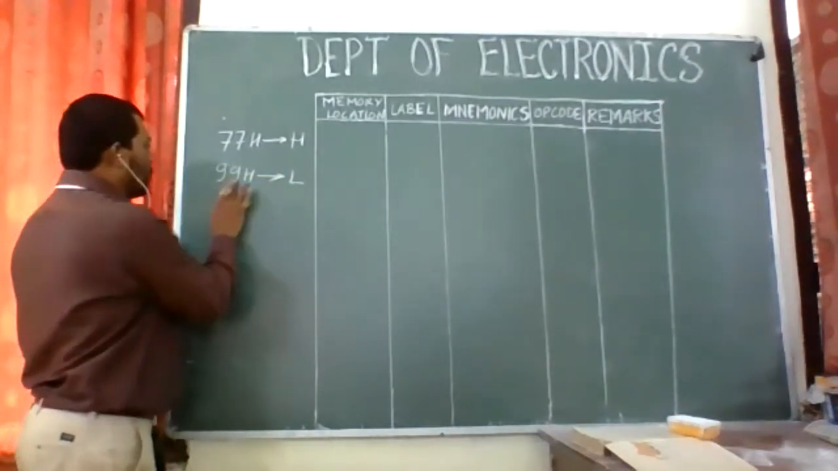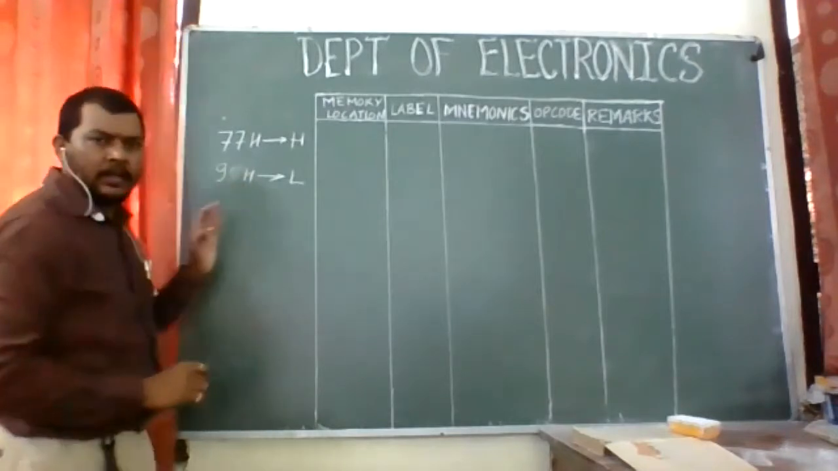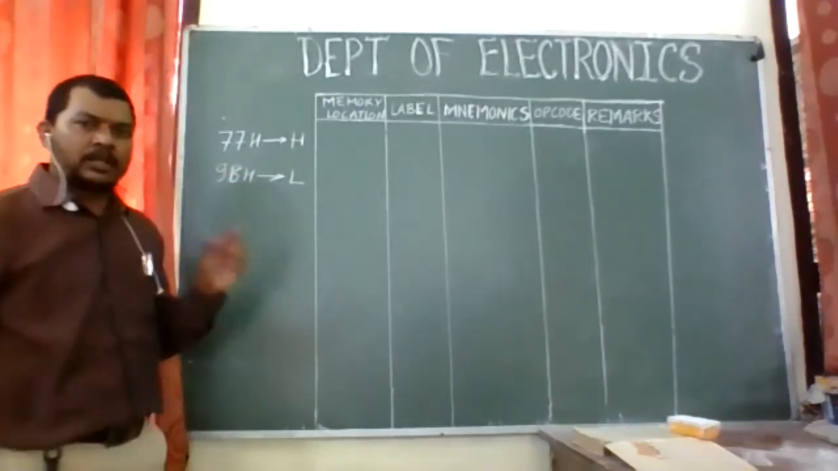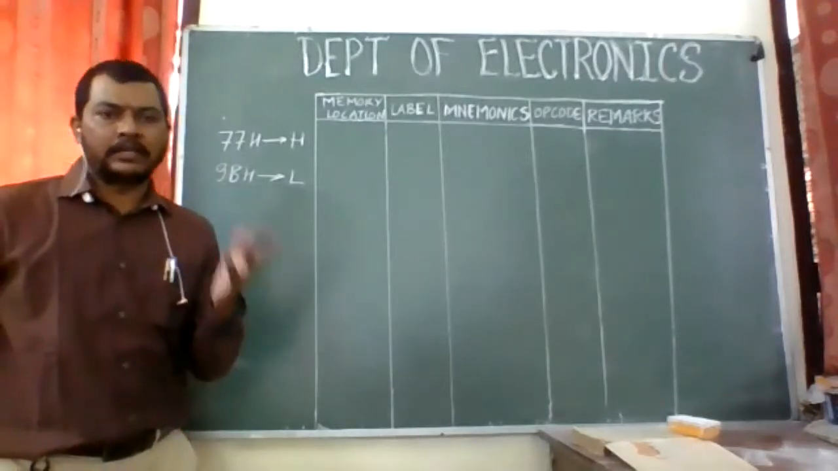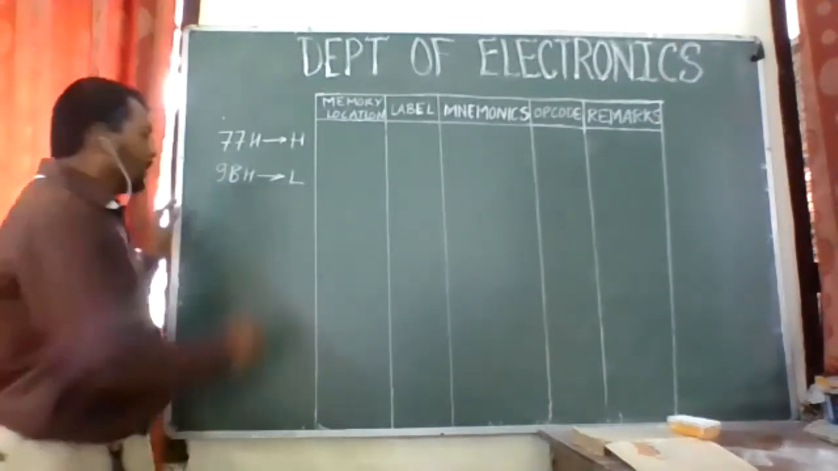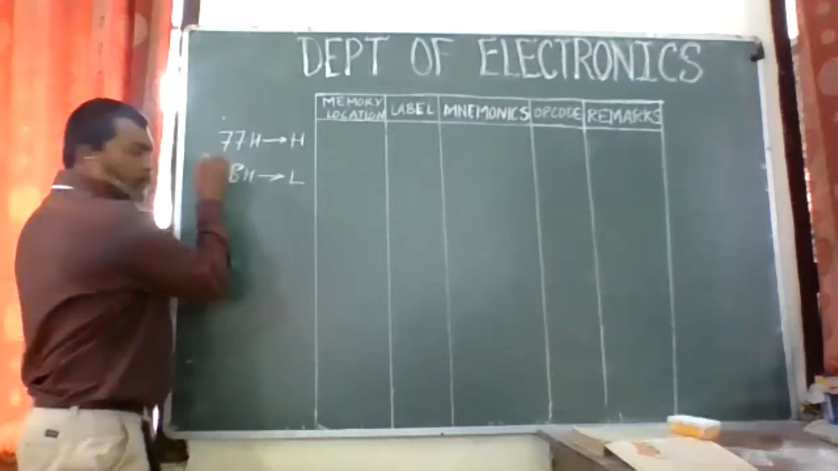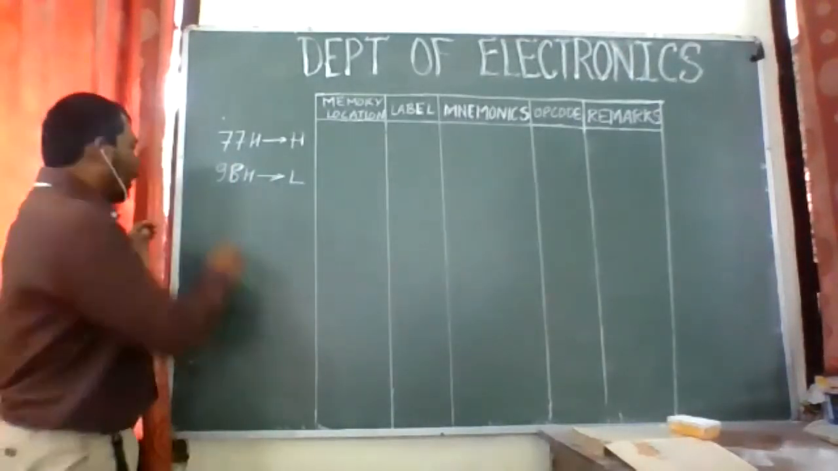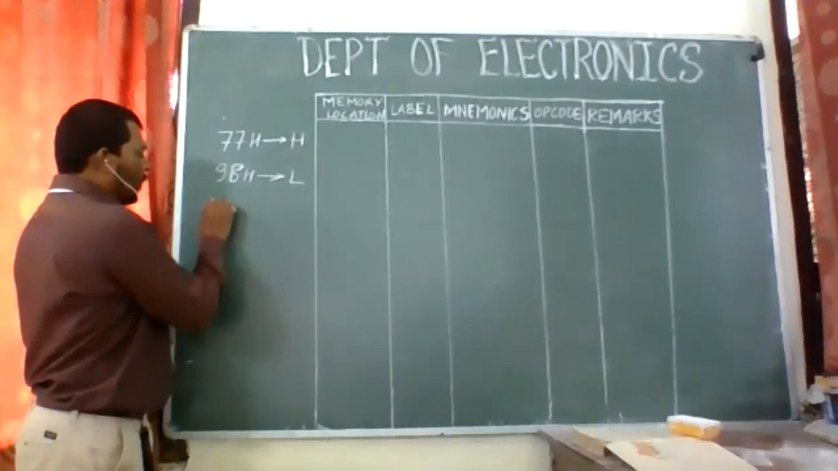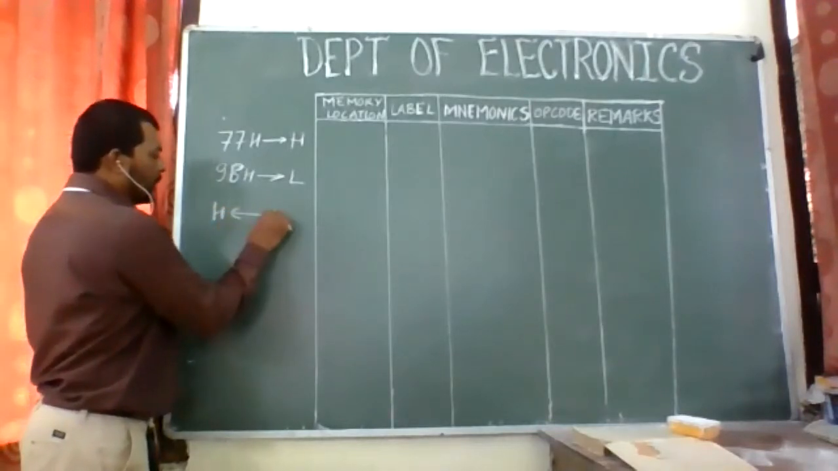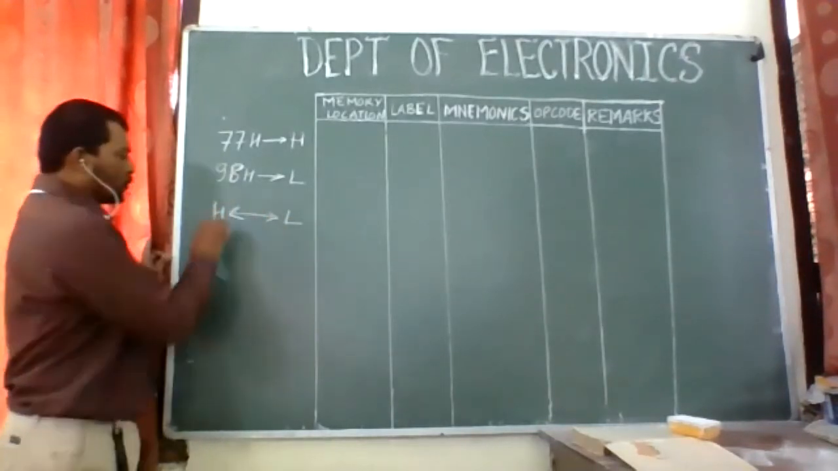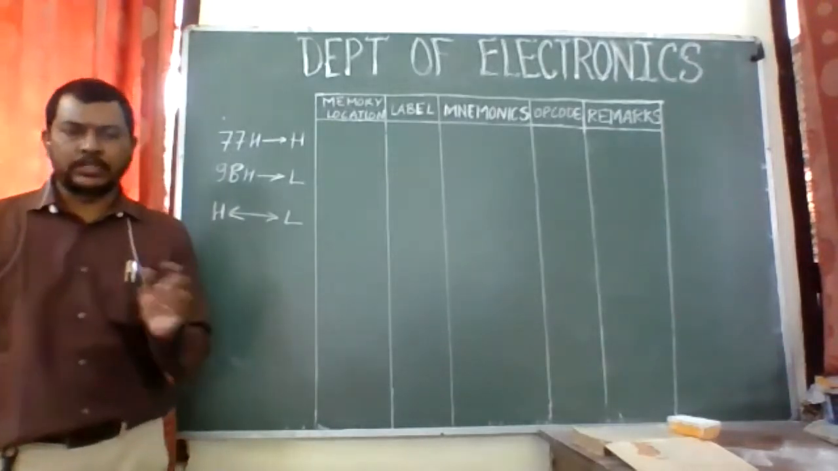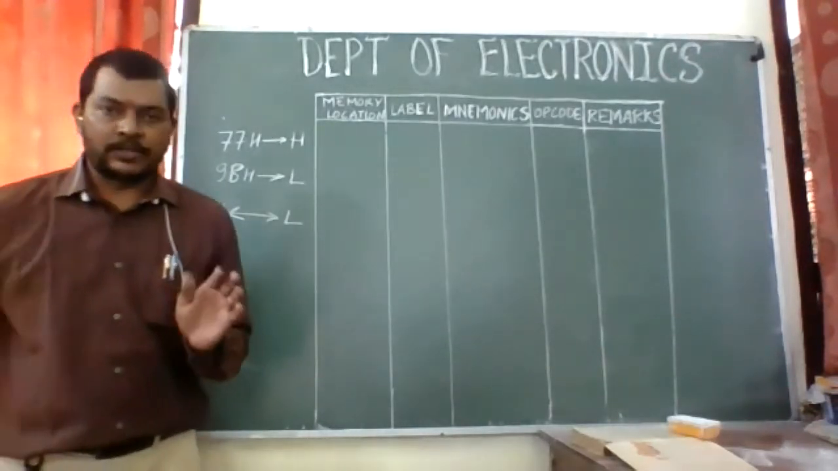Shall I change this number? Okay, I change this number to 9B. So 9B, 9B is a valid hexadecimal number, not 8. After that, we have to interchange the contents of H and L. This is the basic question that we are being asked.